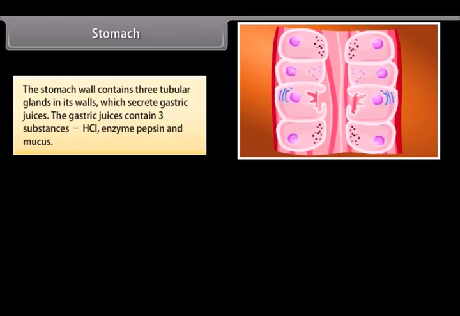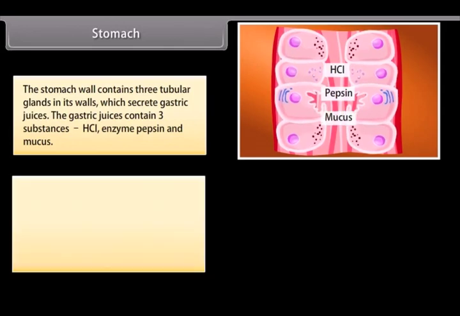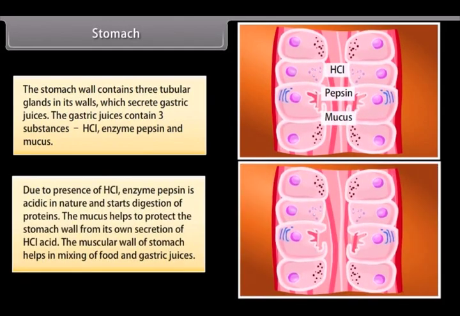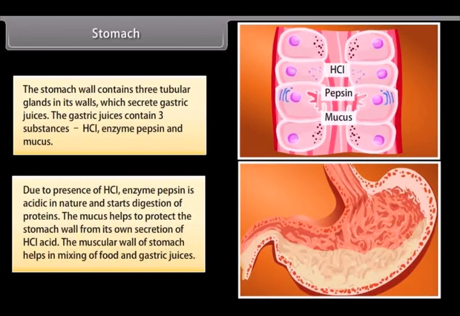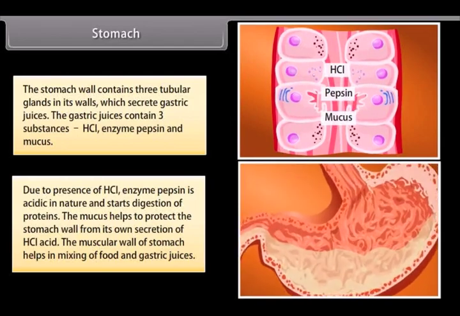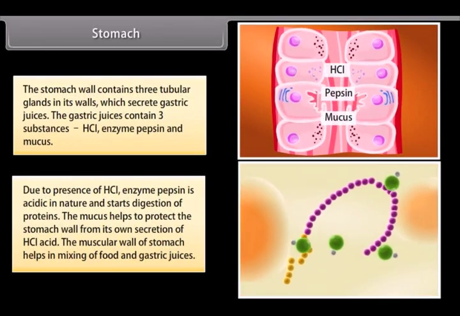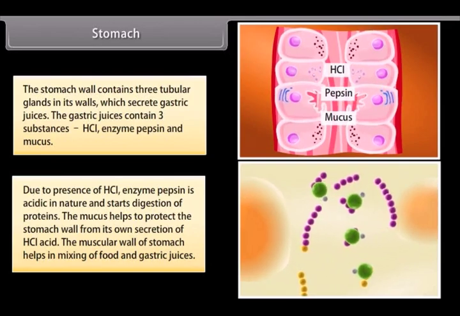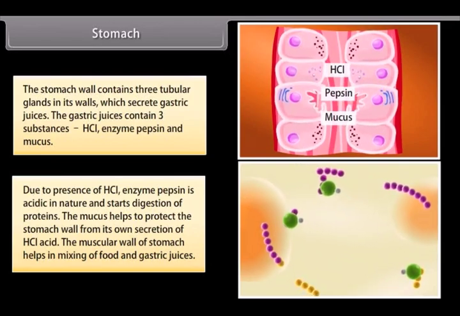The stomach wall contains tubular glands in its walls which secrete gastric juices. The gastric juices contain 3 substances: HCl, enzyme pepsin and mucus. Due to the presence of HCl, the medium is acidic in nature, and pepsin starts digestion of proteins. The mucus helps to protect the stomach wall from its own secretion of HCl acid. The muscular wall of the stomach helps in mixing of food and gastric juices.